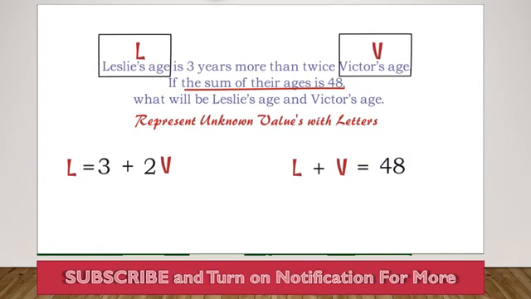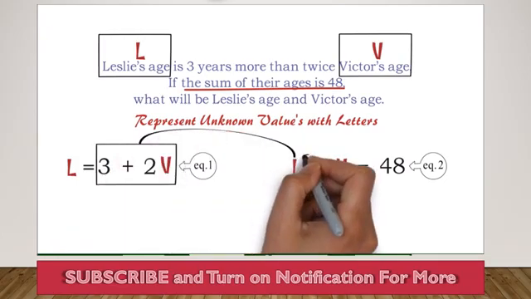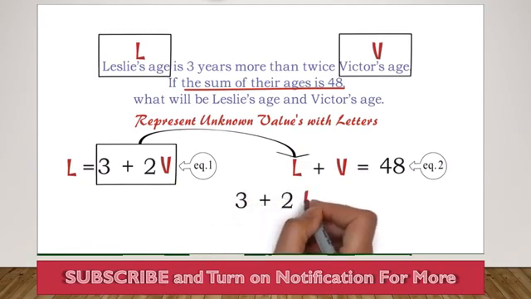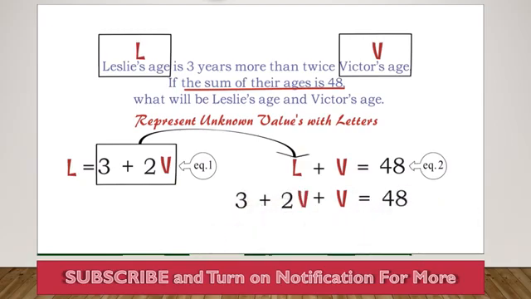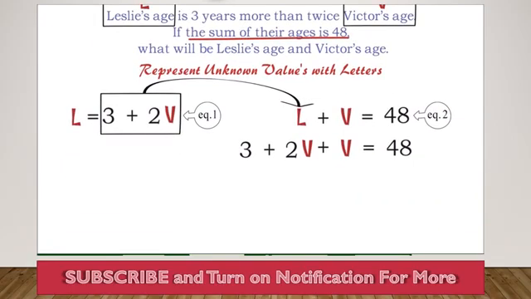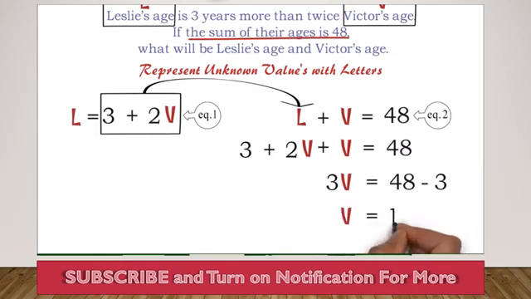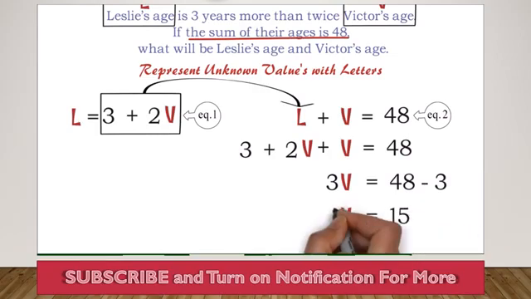Now we've been able to set up the word problem. We are going to use substitution to solve it. I will label this equation 1 and label this equation 2. Since L is 3 plus 2V, we can substitute the L in equation 2 with 3 plus 2V. We have 3 plus 2V plus V equals 48. We solve for V. We have 3V equals 48 minus 3. V equals 15. So here we have Victor's age as 15 years.